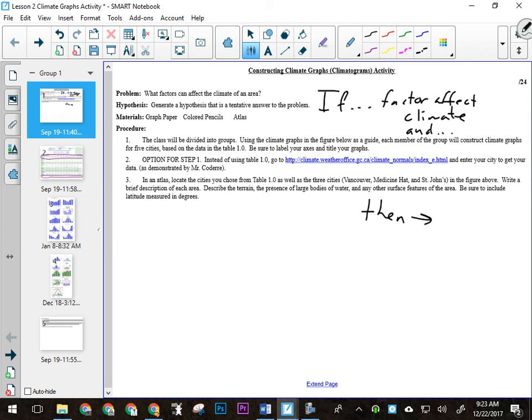Then I want you to tell me a few patterns that you're going to see. A simple, obvious pattern would be that higher latitude cities will be colder. So that could be one thing that you can write down, but give me a few patterns based on these factors that affect climate. So further north, colder. That's a simple one.